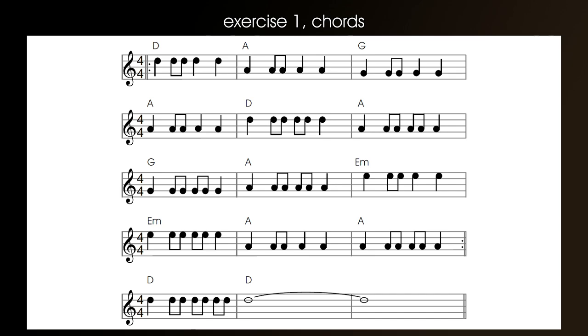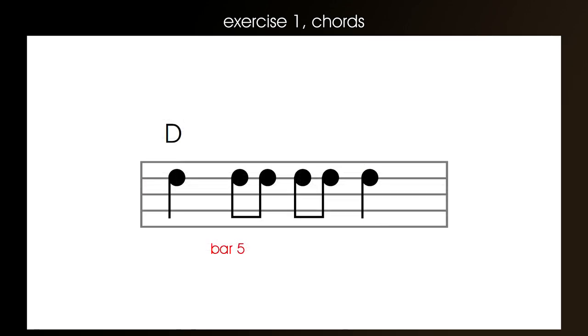Right, let's take a look at the fifth bar. And again, this is a D chord. However, the rhythm is slightly different. It's got a crotchet, two quavers, two more quavers, and finishing on a crotchet. And this is what it sounds like being counted with.